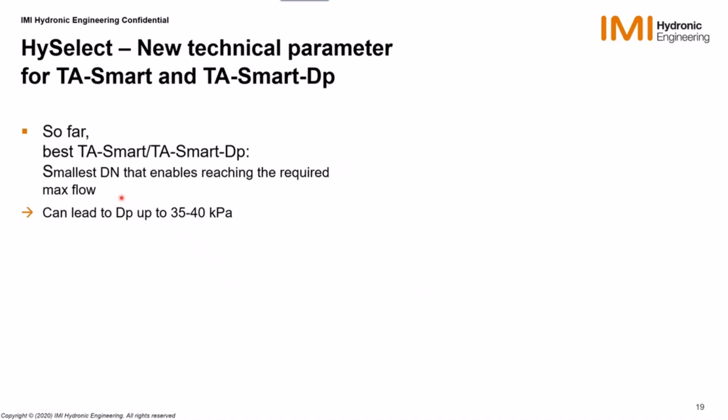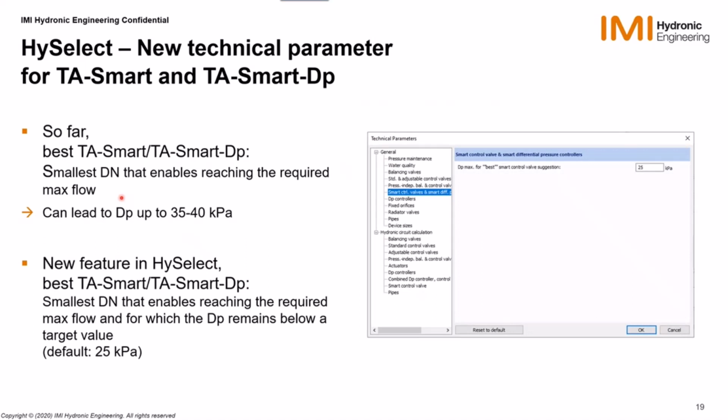So coming from some demands, we have implemented a new feature in iSelect, giving the best TSMR-DP as being still the smallest DN that enables reaching the required max flow, but also for which the delta P remains below a target value. For instance, 25 kPa, we have given that as a default value, and this is a technical parameter that is now defined in the software.